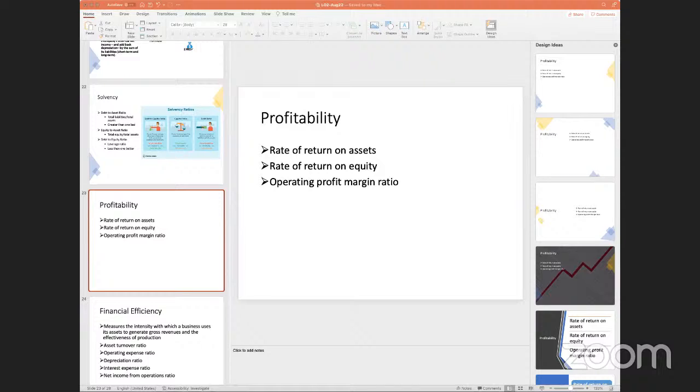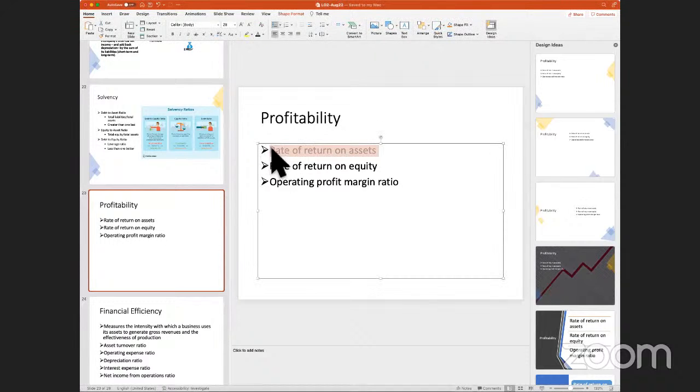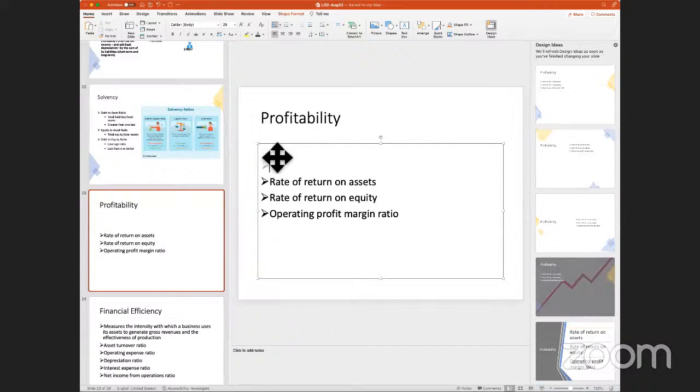Now, this ratio is generally used by analysts and investors to measure whether the company is able to generate enough income relative to its revenue to be able to cover the operating costs over a period of time. So if I have to mention what profitability ratio is, it would essentially be a combination of three things.